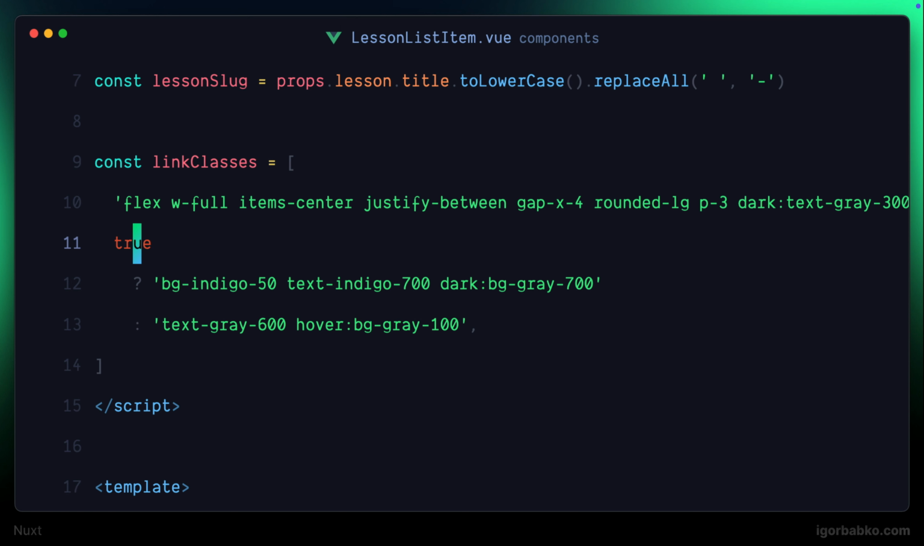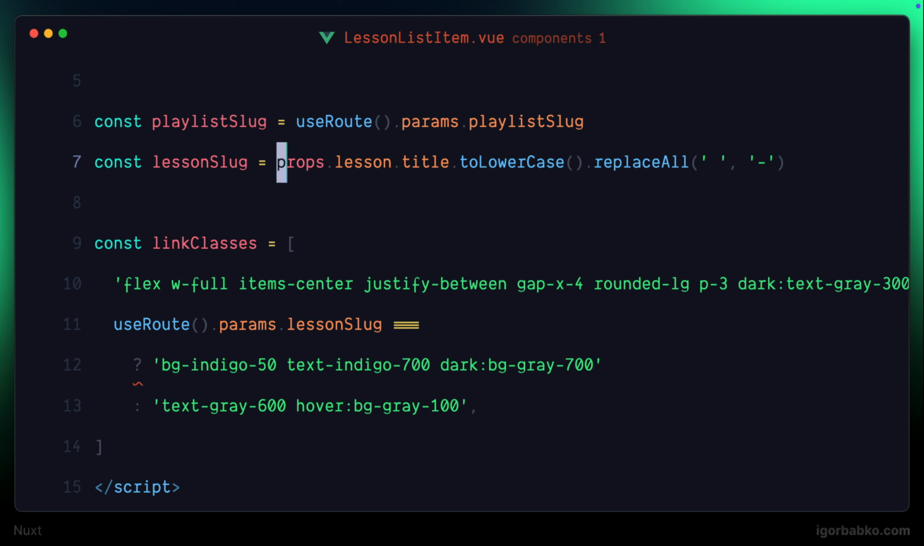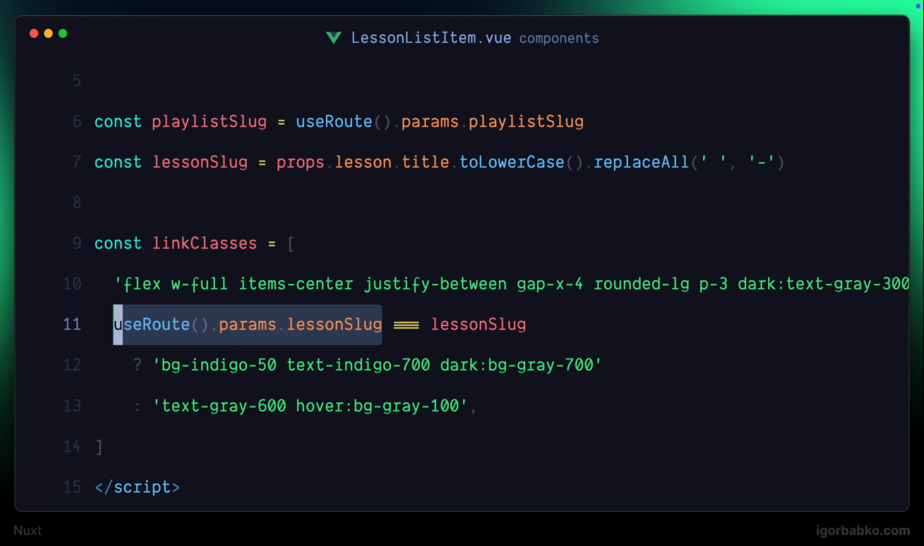And we're going to do so based on the slug of a lesson in the address. We can obtain the lesson slug from the route object like so, by using the useRoute composable. Our second dynamic segment in the route is called lessonSlug. And now let's compare this value to the slug of the lesson that we have received into this component as a prop. And this slug is already contained within the lessonSlug variable, so I'm going to compare lessonSlug of the route with the lessonSlug of the particular lesson.